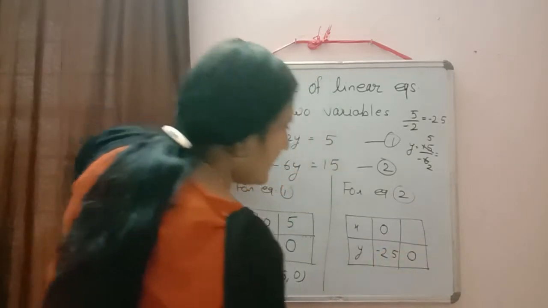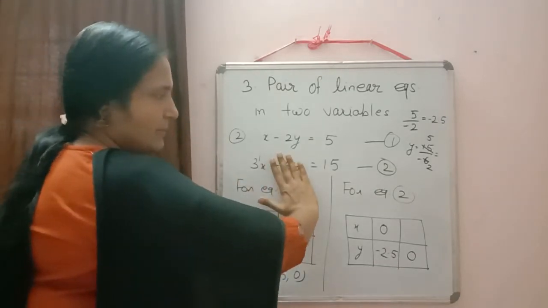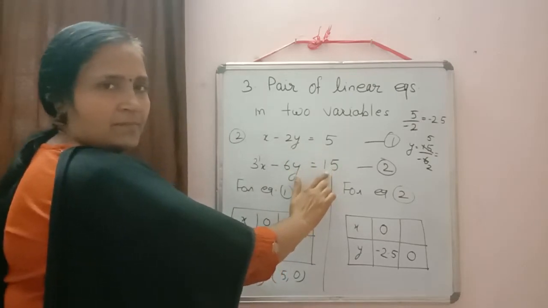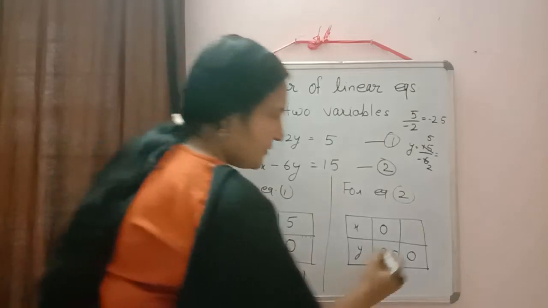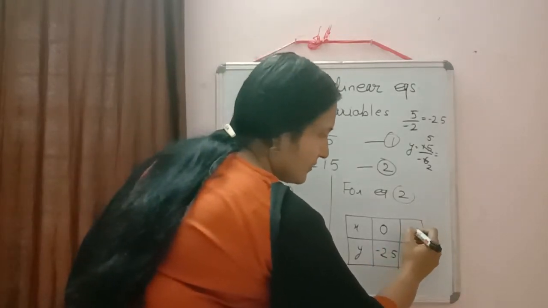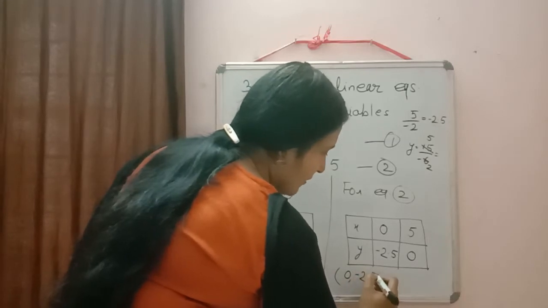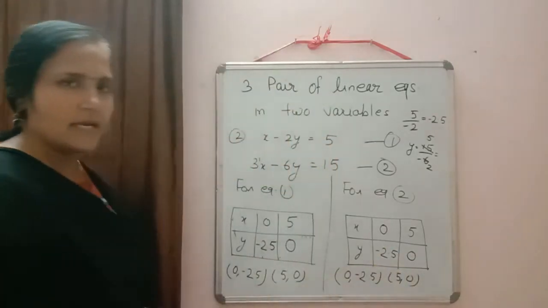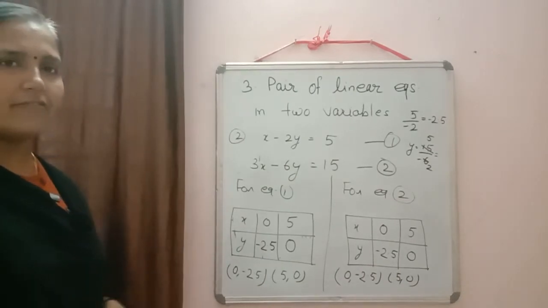Similarly now put y is equal to 0. So if y is equal to 0, this term will become 0. So we have remaining 3x is equal to 15. If 3x is equal to 15, x equal to, yes, x is equal to 5. So again here we are getting the points as 0 comma minus 2.5 and 5 comma 0. Written? Okay. So now we are going to draw the graph.